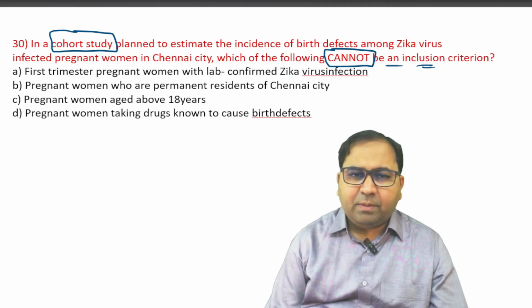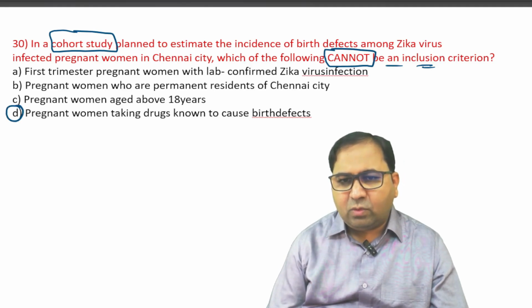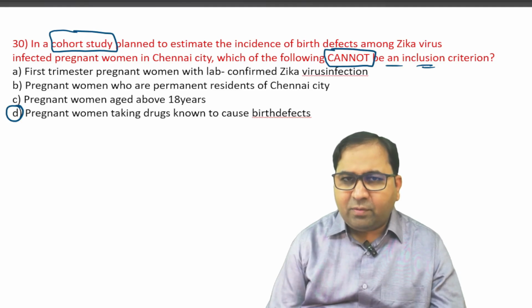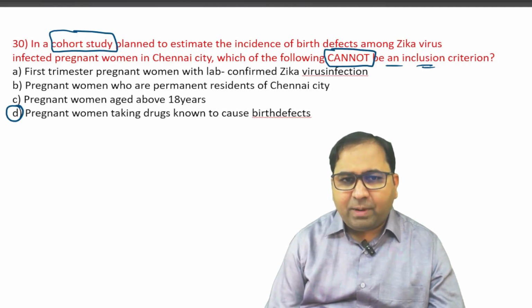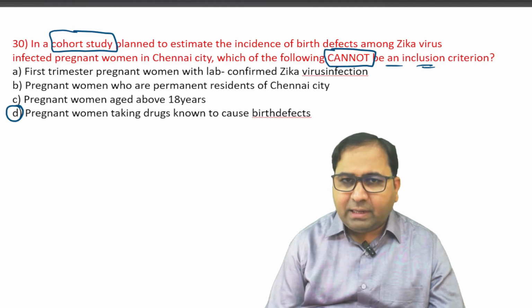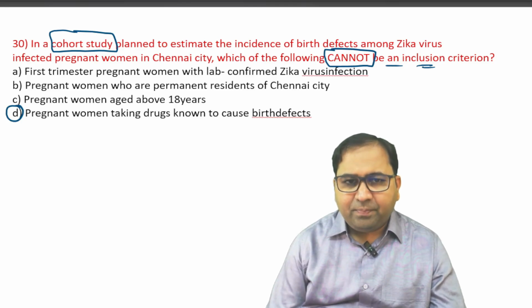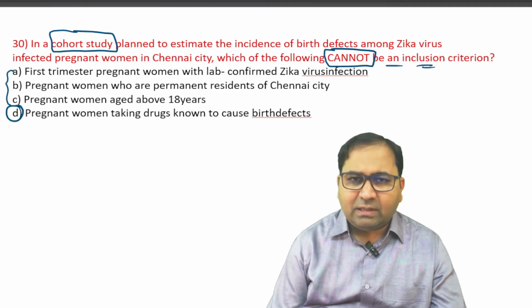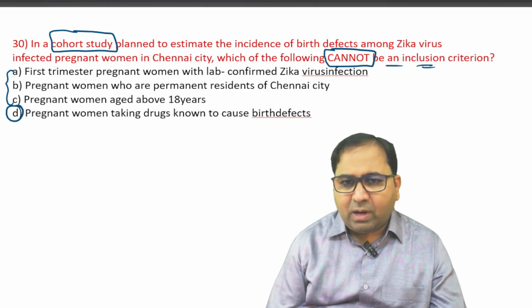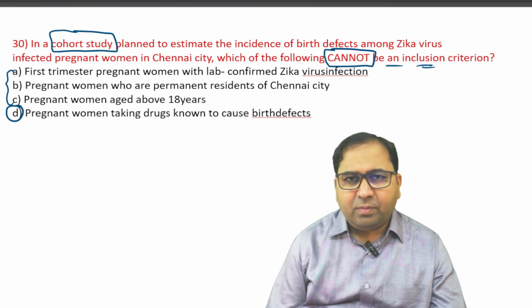The answer for this question is option D. Pregnant women taking drugs known to cause birth defects. If you know any pregnant women who are already taking medications which are liable to cause birth defects, then you remove them. You exclude them. You will not make them into an inclusion criterion. But let us see the other options. Pregnant women above 18 years, yes, they are liable to acquire infection. Pregnant women who are permanent residents of Chennai, yes, even they are likely to get infected with Zika. The first one is the first trimester pregnant woman with lab confirmed Zika virus infection. All these three entities are one and the same, except D, that is women who are liable to get birth defects because of known medications.